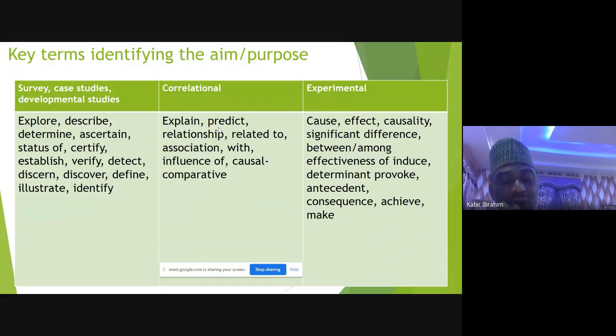When it comes to correlational studies, you use words like relationship, to show the relationship between this and this, to explain these, to predict that, to relate these two variables. If it is experimental, like quasi-experimental research, you can use words like cause, effect, causality, or to show the significant difference between this and that.